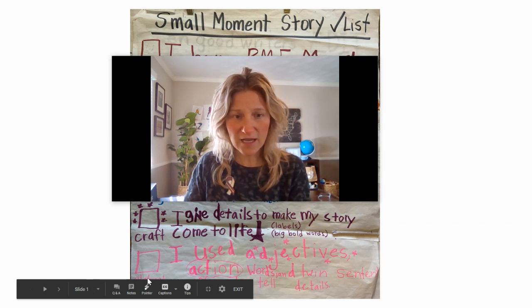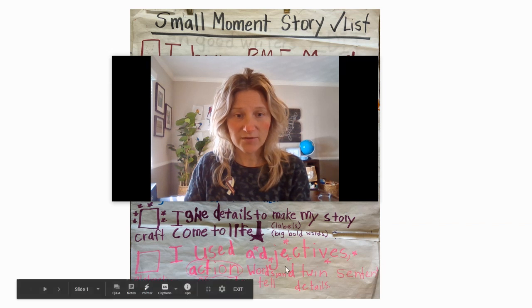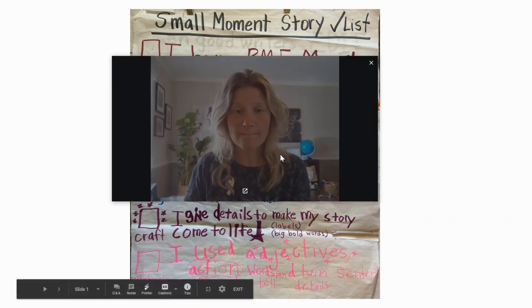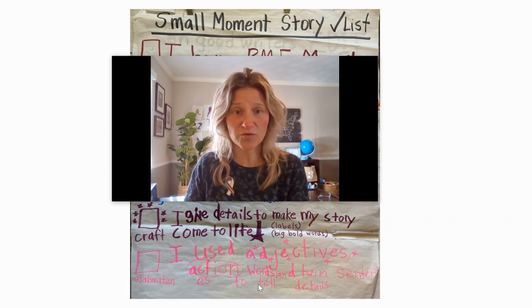The last thing is elaboration. I used adjectives, action words, twin sentences, and details to tell more. There it goes. I used adjectives, action words, and twin sentences to add details. So, are you adding adjectives? Notice there's lots of stars around adjectives because adjectives also make our story sparkly. Action words, verbs, and twin sentences. We learned about twin sentences when we were writing our informational stories.